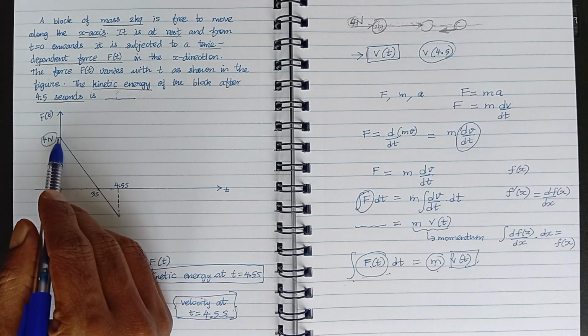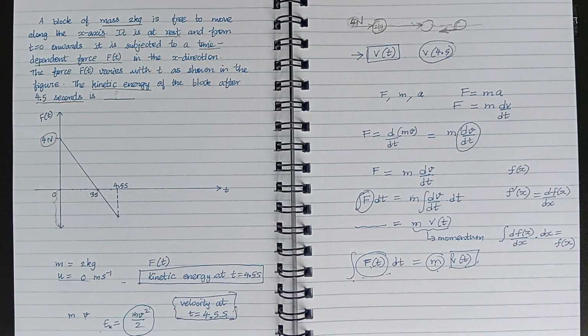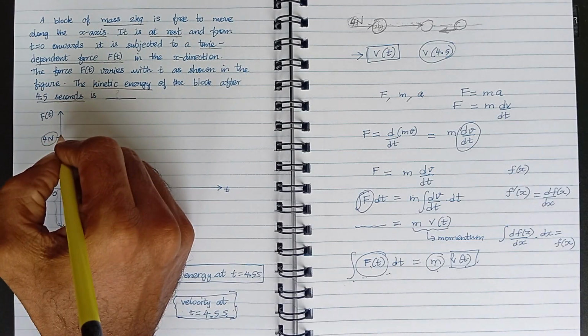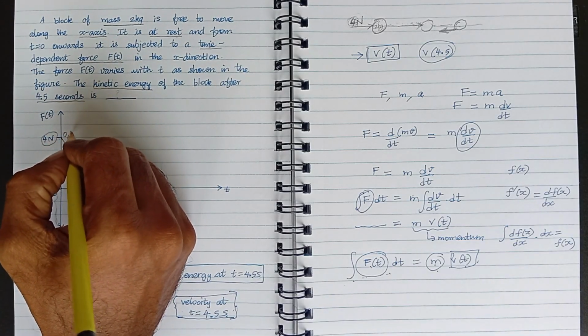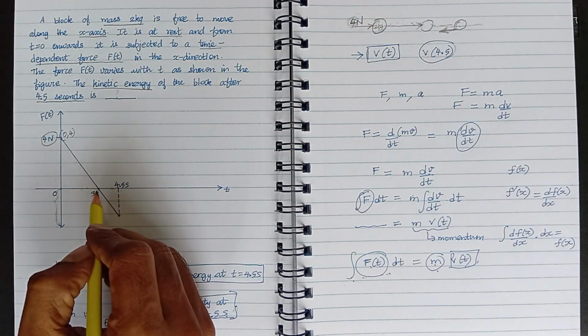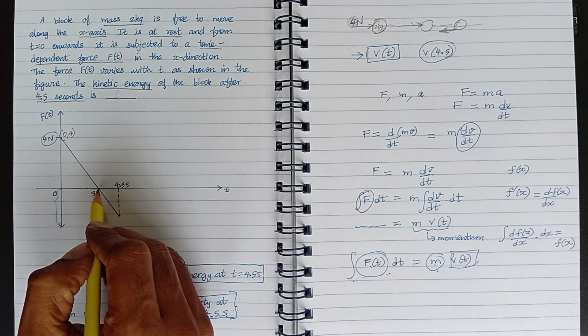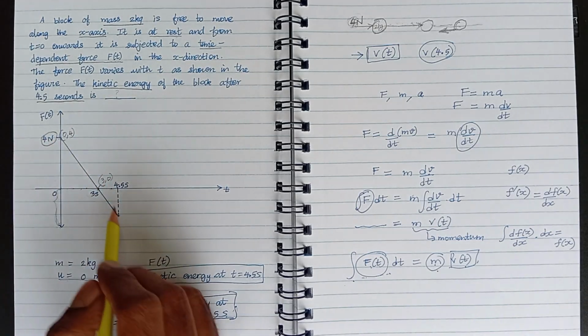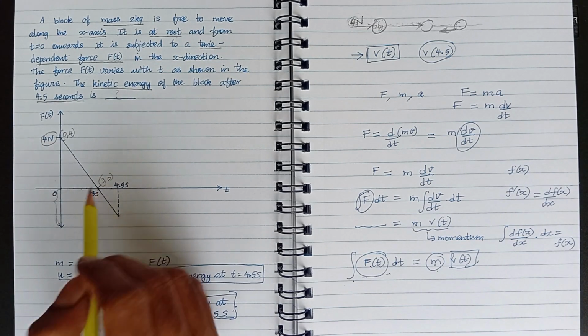And we have two distinct points on this line which are given. When time t equals 0, force is 4 Newton, so this point is (0, 4). And here when time t equals 3, force is 0, right? So that means this is (3, 0). So basically we have a straight line with two distinct points on that line.